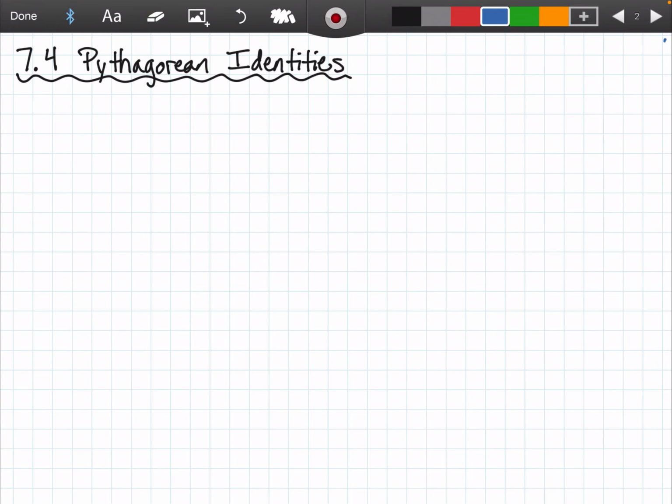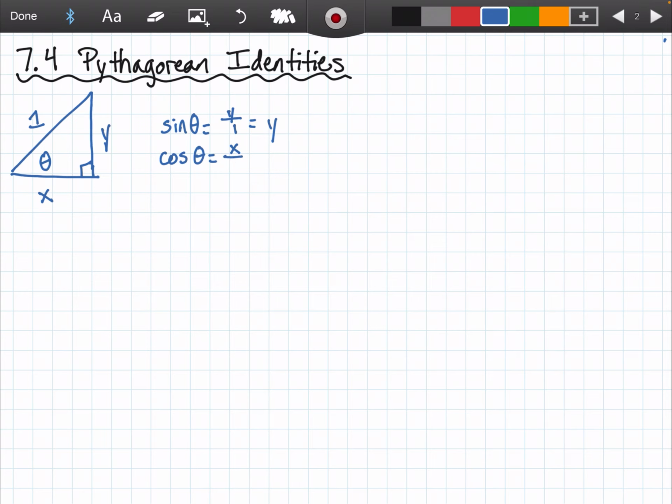I'm going to start by drawing a triangle that should look similar from last time. I'm going to have x, y, and a hypotenuse of 1. So if I wanted to find sine theta, I'm not asking for the angle, I'm just asking for the ratio. It's opposite over hypotenuse, which simplifies to just y. Cosine theta, that's adjacent over hypotenuse, which simplifies to x.